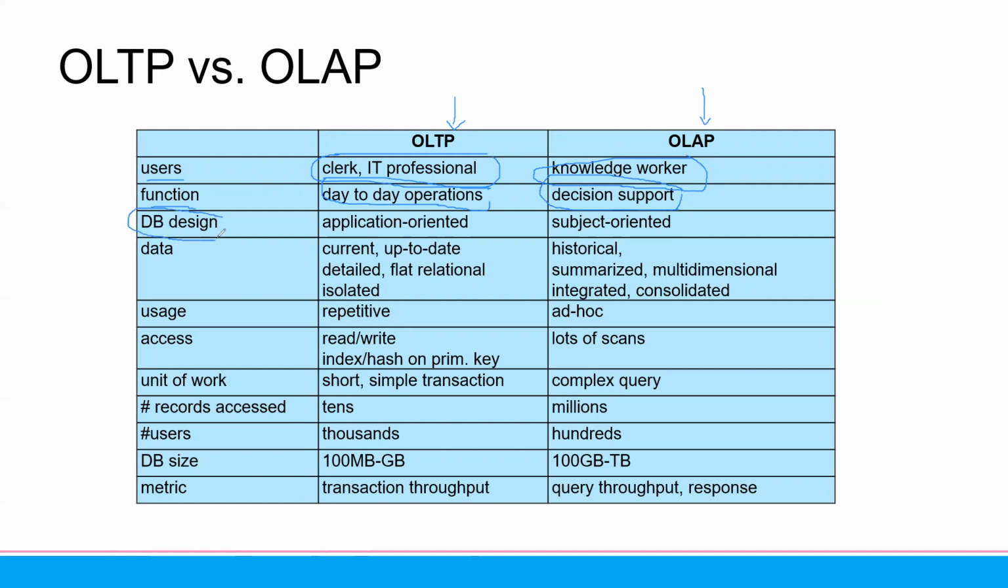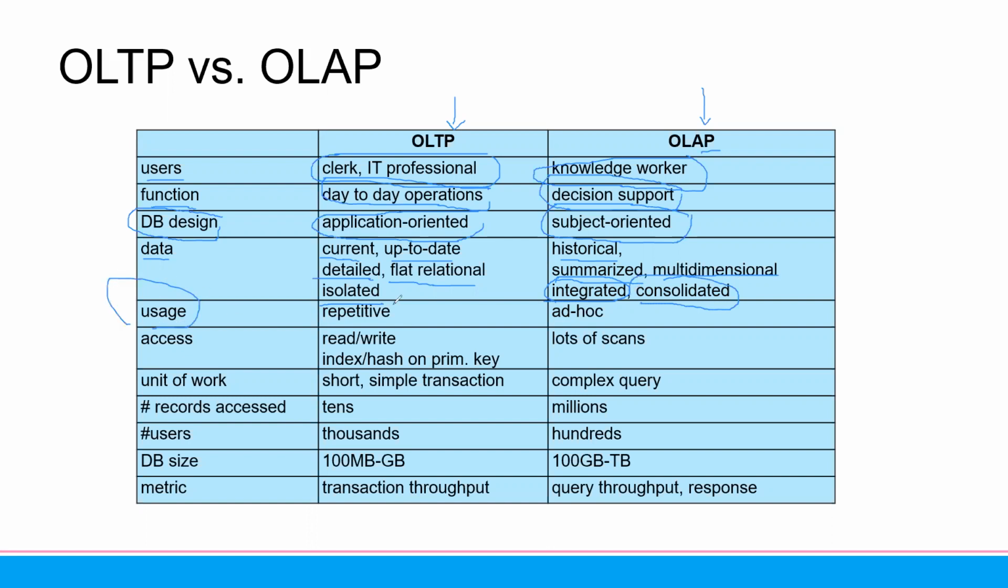The DB design is also different, because in the OLTP it is application oriented, but the OLAP it is subject oriented. The data itself, it is current, up to date. Detail is also flat, relational, and isolated. But the OLAP is historical data. Sometimes it is summary, and they have multi-dimensional data. It is already integrated. It integrates from all or many sources and consolidated.